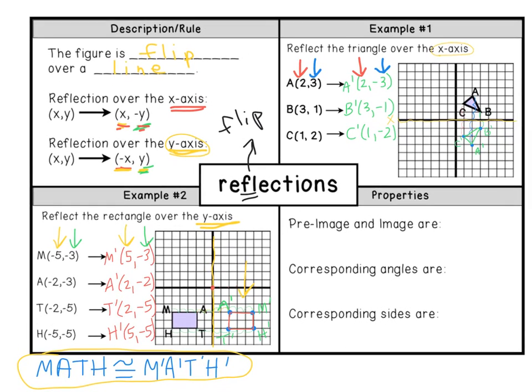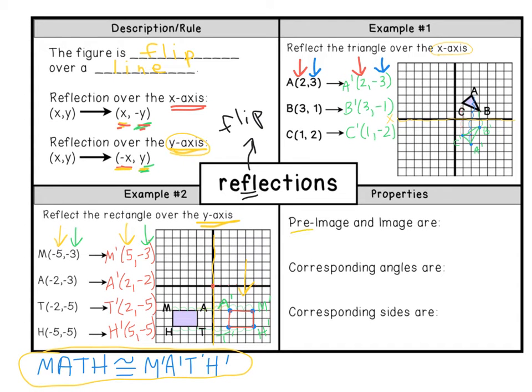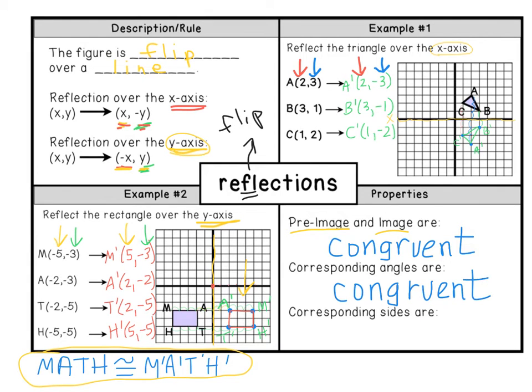All right, so let's look at our properties. The pre-image, so the original image and the new image, what's the word? Congruent. They are congruent. Congruent meaning they are the same size and the same shape. They have all the same side lengths and all the same angles. The corresponding angles are also congruent. That means every angle inside the figure of the pre-image and the new image are the same, and all the side lengths are congruent. Okay, so you should have everything completed on the front page, or the top part of the page.